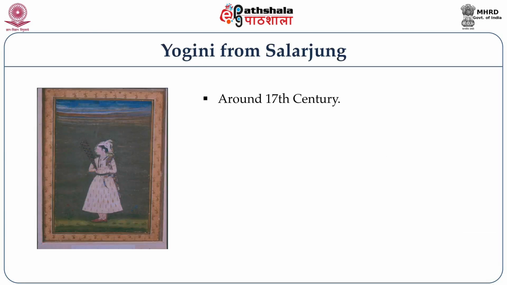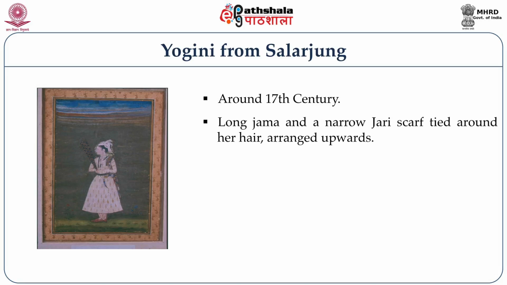Another interesting painting is of a yogini from Salarjung. This is around the 17th century. She is also dressed up in a typically Deccan fashion with the long jama, a narrow zari scarf tied around her hair. And she has her arms crossed. There is a morchal in her left hand.